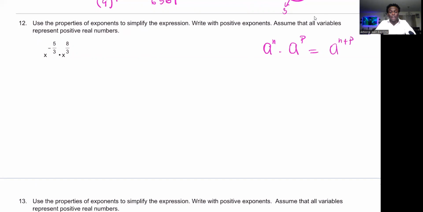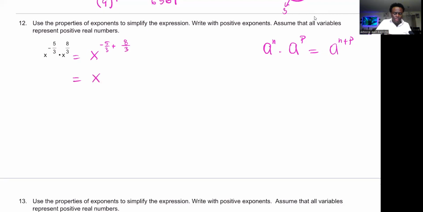Okay? Whether n, p, or negative fraction, it does not matter. All you know is that if I have the same base, I can add the exponents or subtract. Whether it's fraction or not fraction, that is not your problem. You applied your rule. So that equals x to the power negative 5/3 plus 8/3.